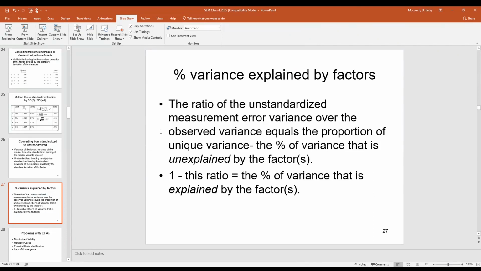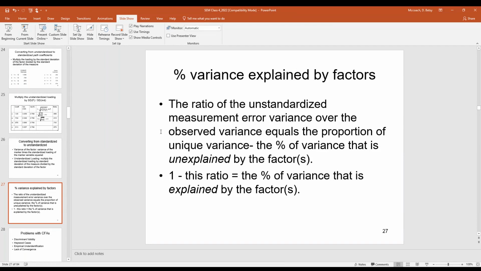Or, I feel like I used 50% a bunch, so let's say the error variance is 1 and the actual variance in the indicator is 4. Well, that means 25% of the variance in this indicator is not explained by the factor or factors. It could be multiple factors. 1 over 4 means 25% is not explained, so 75% is explained.